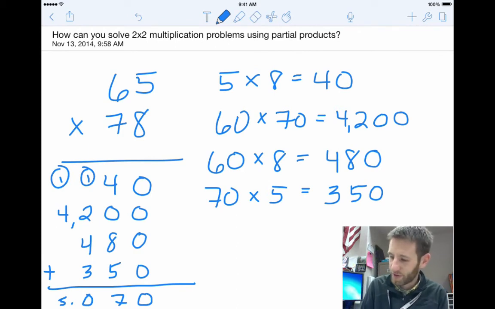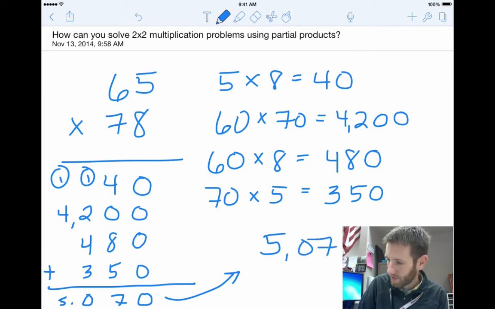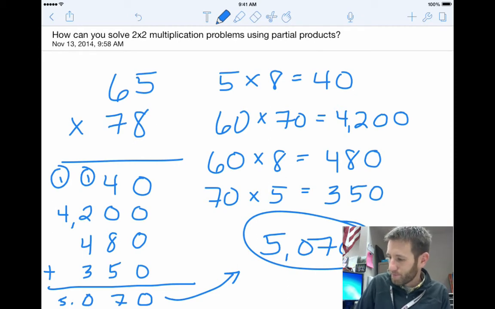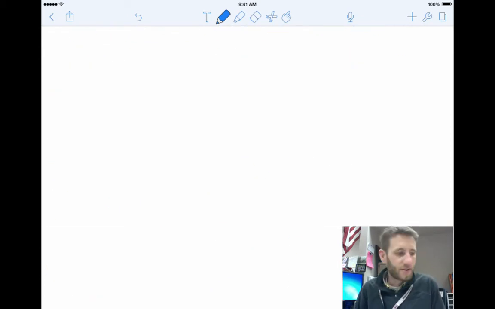So I know it's a little bit tricky to read down here, but I'll go ahead and I'll rewrite the answer. And I know that my answer is, sorry about that handwriting, folks. I know my answer will be 5,070. Okay? So now, what I'd like for you to do is to practice these couple of problems.